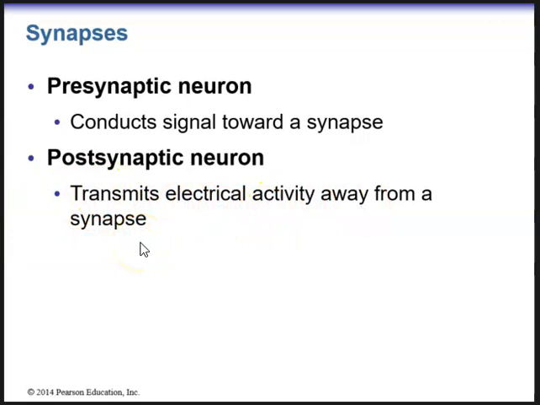Okay, so you need two to tango, two neurons to communicate. You'll have a presynaptic neuron and a postsynaptic neuron. So presynaptic, before the synapse, is what originates or conducts the signal towards the synapse, and then you'll have the second neuron, which is the postsynaptic neuron, which will receive and then transmit the electrical activity away from the synapse.